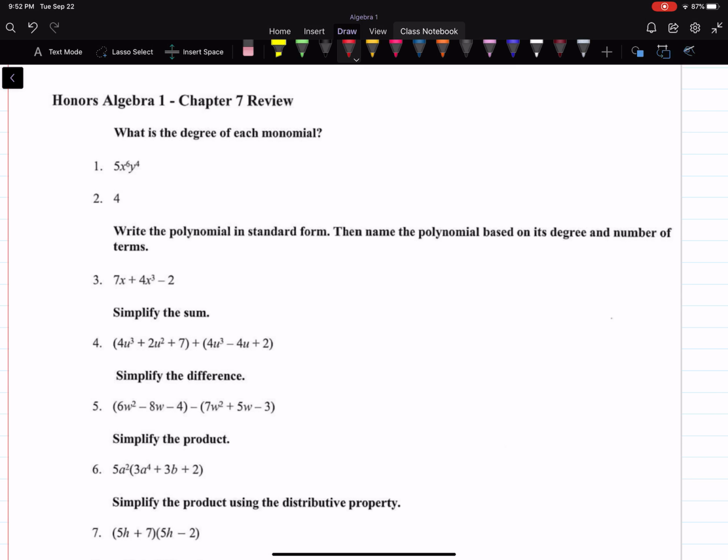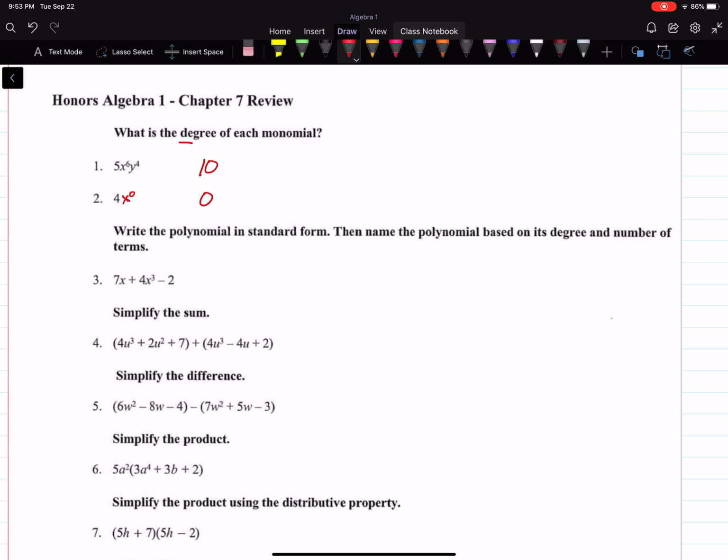Alright, 1 and 2, it says what is the degree of each monomial. Just a brief reminder that the degree is the highest exponent of each term. There is only one term on both of these, so we're just going to figure out the highest exponents there. And when you have two variables, you have to add your exponents. So for this one, the highest degree is 10. And when it's just a constant, your degree will be 0, because it's really 4x to the 0 power is basically how you would read that.